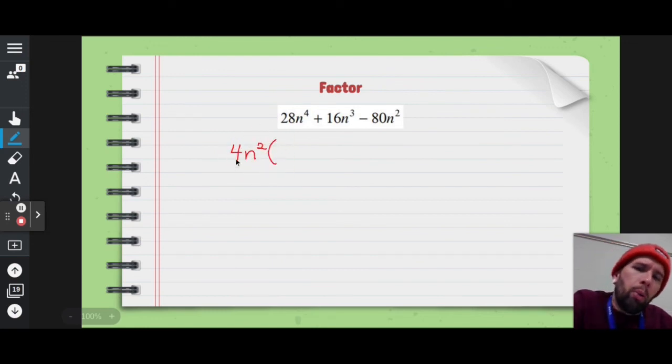When I pull a 4 out, I divide them from those numbers. So I have 7n, 7. Take 2 n's from 4 n's, and that's n squared, plus divide a 4 out of 16, and that's 4. Take 2 n's from 3 n's, and I'm left with just 1 n. Divide a 4 out from negative 80, and that gives me negative 20.